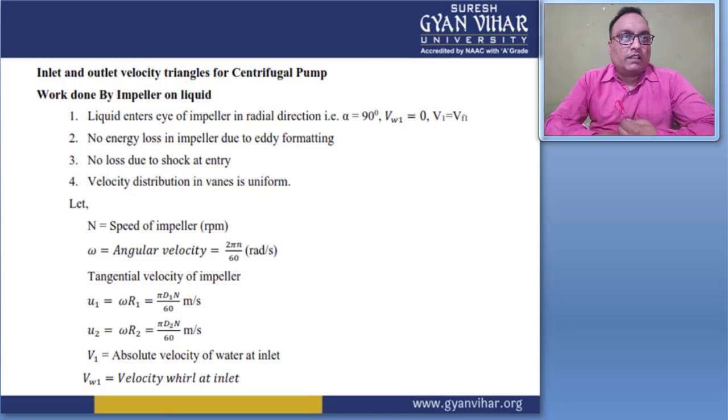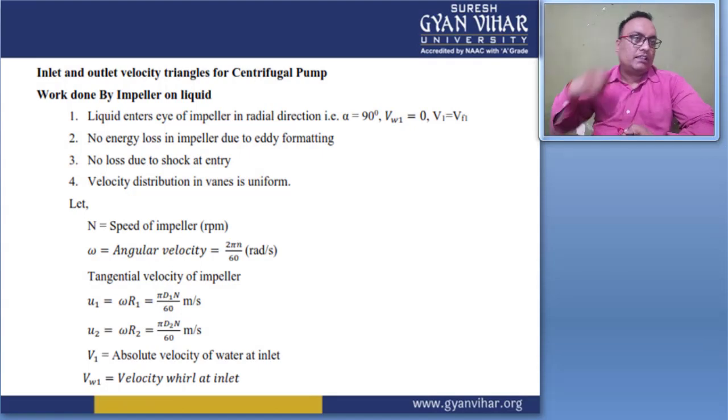Here are the inlet and outlet velocity triangles for a centrifugal pump, and this is the work done by the impeller on liquid. In the first case, liquid enters the impeller in the radial direction, that is alpha equal to 90 degrees, Vw1 equal to 0 and V1 equal to Vf1, and no energy loss in the impeller due to eddy formation, right? And no loss due to shock at entry, and velocity distribution in the vanes is uniform.